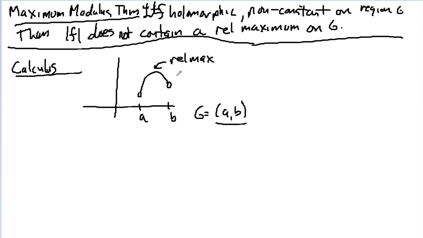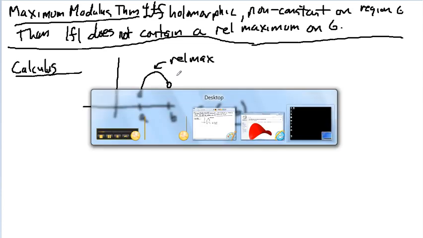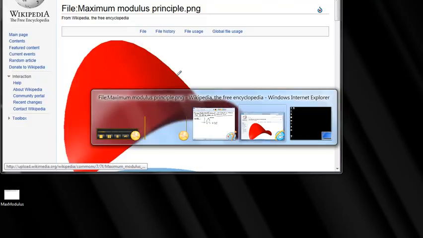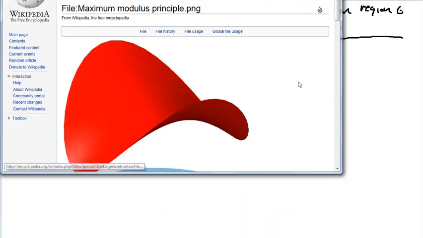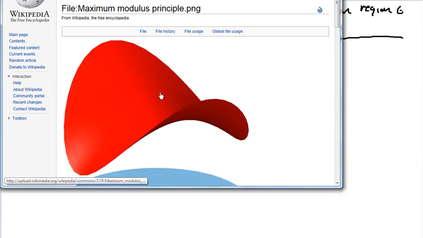So what does happen? Well, let me show you a picture courtesy of Wikipedia. So this is roughly what happens. You get things that look like saddle points over regions. So at any point in here, there's always a point bigger nearby. Even right here, there are points bigger to the left and the right. There's no way to achieve a maximum.